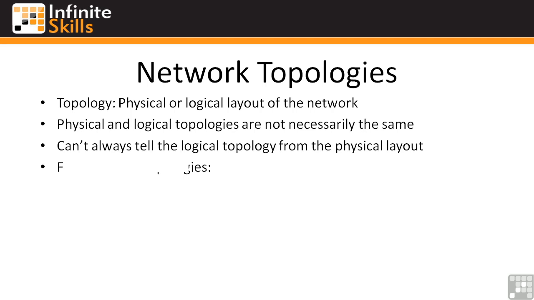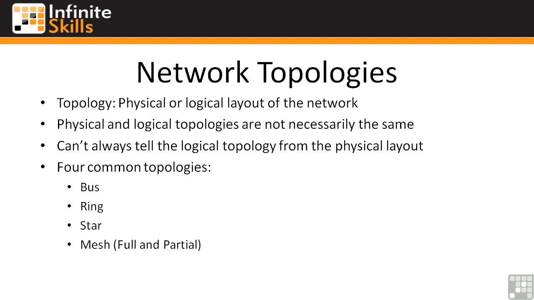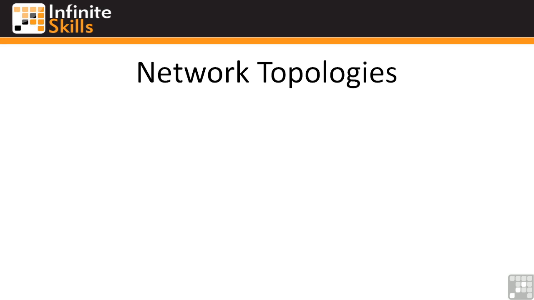But first, we're going to talk about the 4 common topologies you will see on local networks and wide area networks. They are the bus, ring, star, and mesh topologies, and the mesh is somewhat divided between the full and the partial mesh topologies. Now, each topology has its own advantages and disadvantages, and we'll go into each of these over the next few slides.